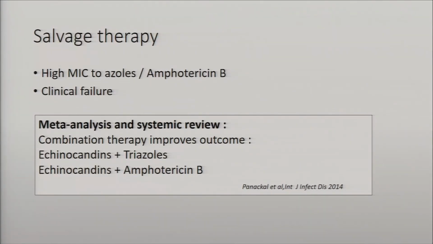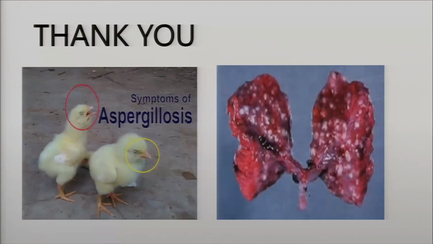So for salvage therapy, there are many combinations, okay? Most data combine echinocandins and voriconazole. You can also combine echinocandins and amphotericin B.